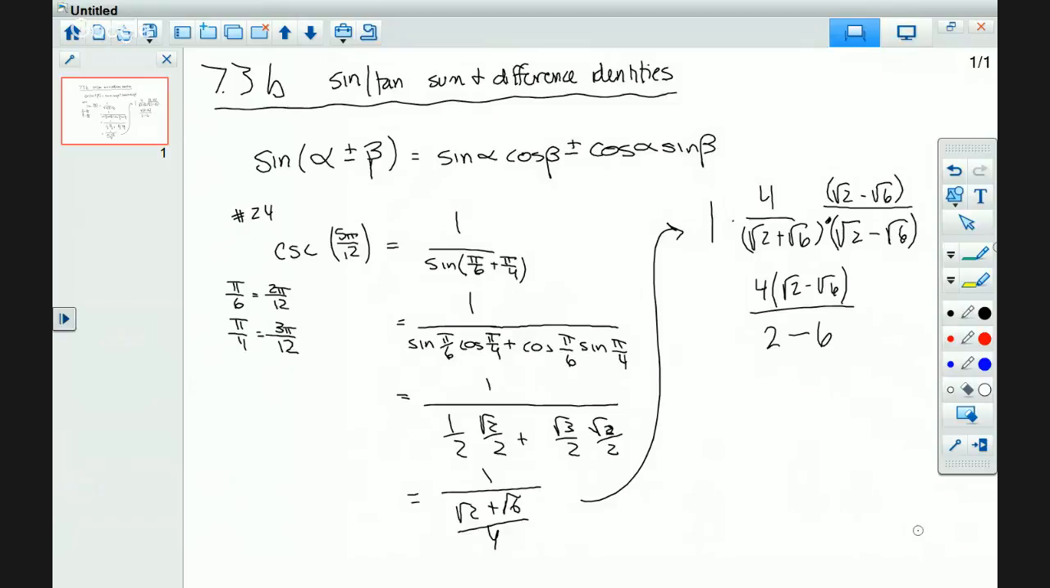Golf clap. Fun. This is -4. So those cancel, right? And I end up with negative of root 2 minus root 6. And you can rewrite that if you want, root 6 minus root 2.